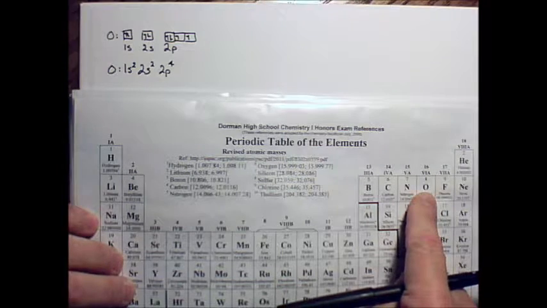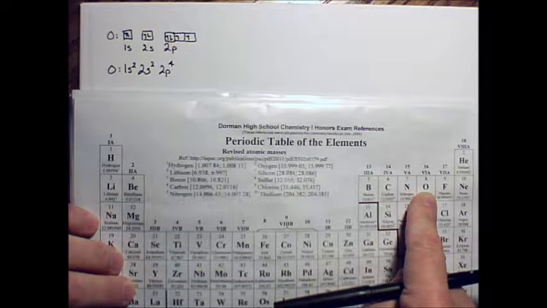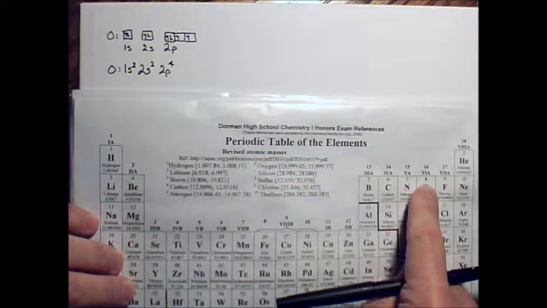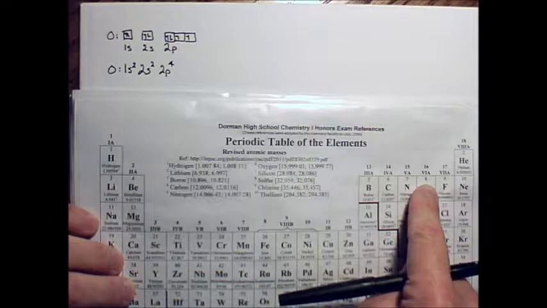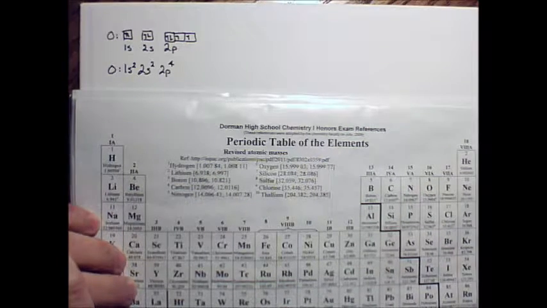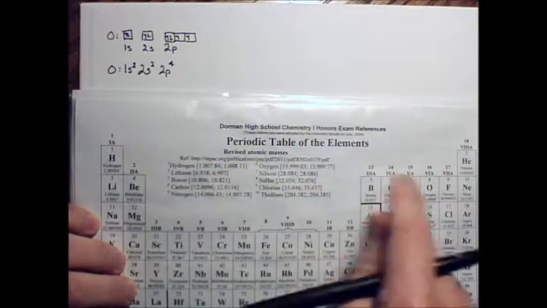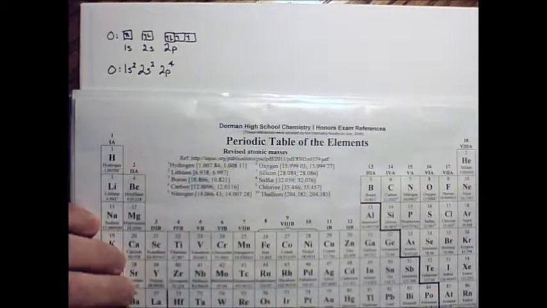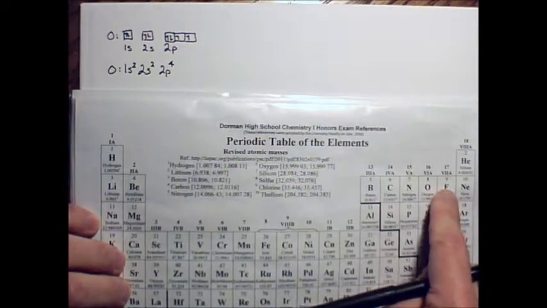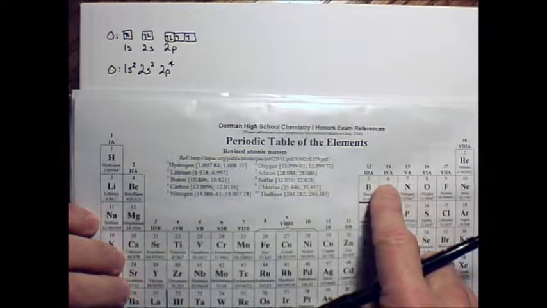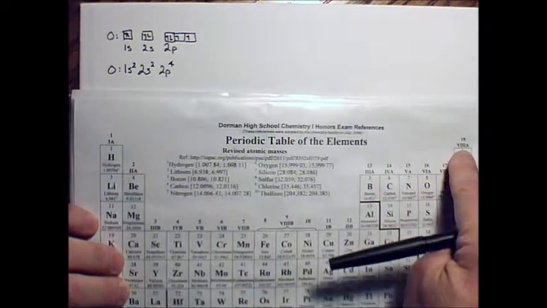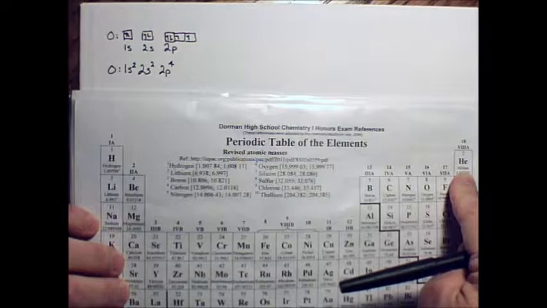All right. So put your finger on oxygen, and that's element number 8. Count backwards till you come to a noble gas. Well, 1 is hydrogen. That's not a noble gas. Going back, 6, 1, 2, 3, 4, 5. There we are. Now we're at a noble gas.